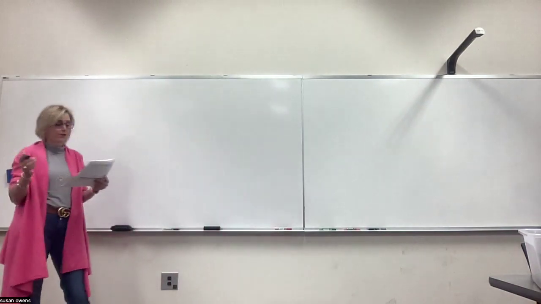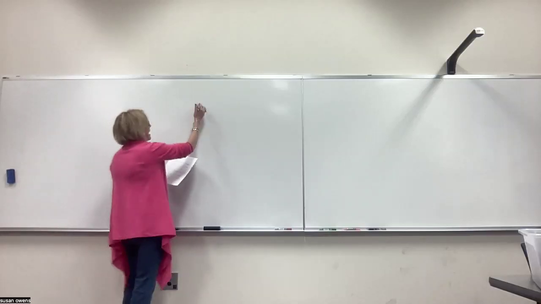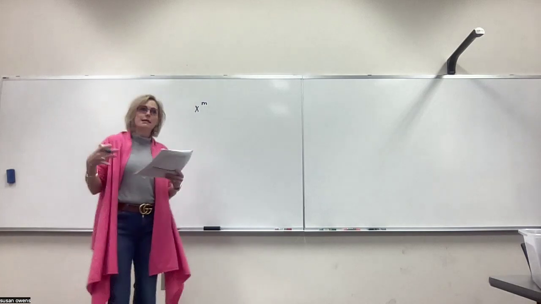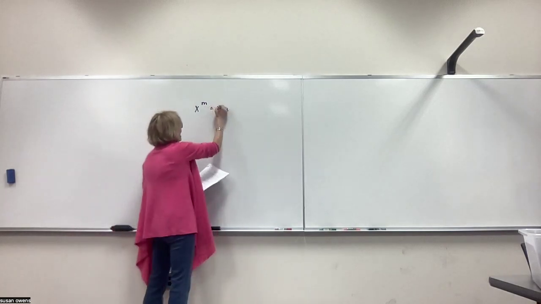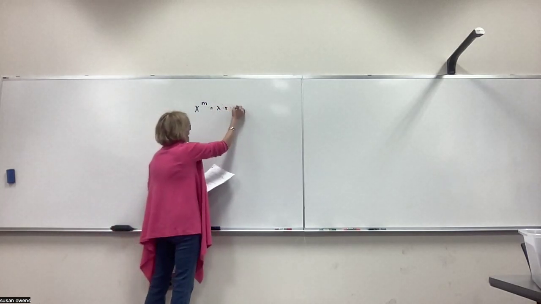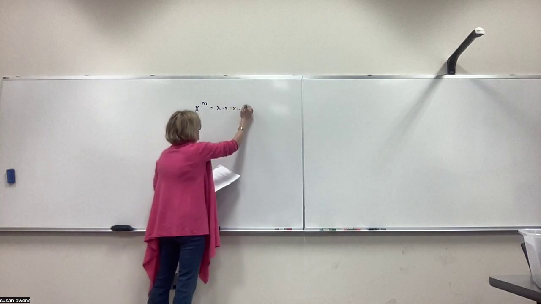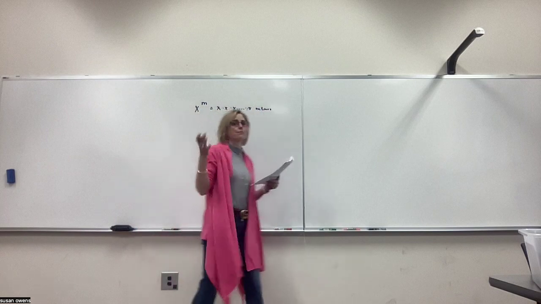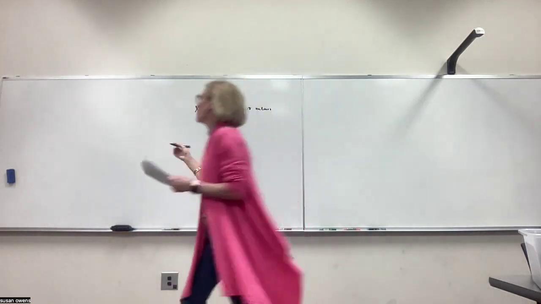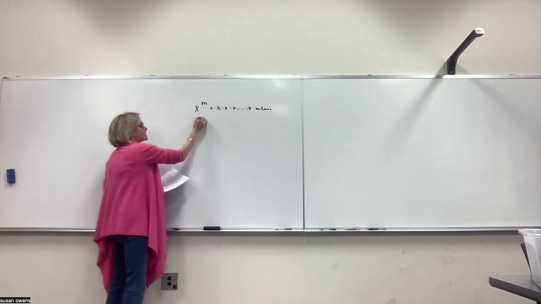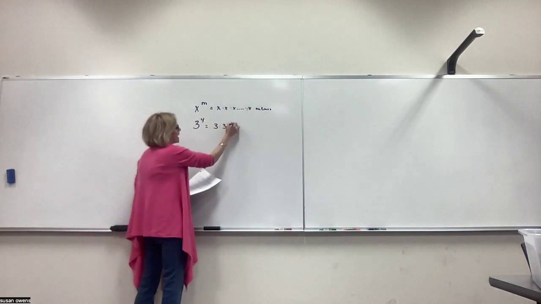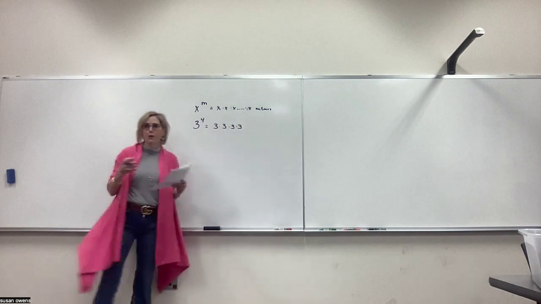The first part's just a review. If m is a positive integer, then x to the m is equal to x times x times x times x, m times, right? It means repeated multiplication. So if I have 3 to the 4th power, that means 3 times itself 4 times.